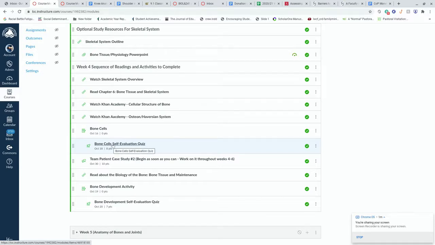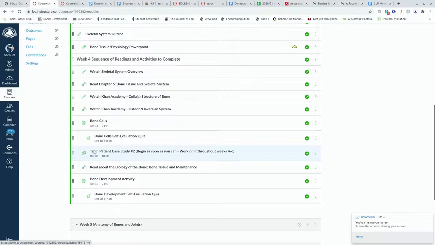And then you've got the self-evaluation quiz. You've got the team patient case study number 2. I'm going to be adding new information each week. Over the next 3 weeks, you'll have new information on Mondays of each week that covers this patient case study. So next week you'll get more info, and then on the 3rd week you'll get more info as well. So you'll want to make sure you stay on top of that.